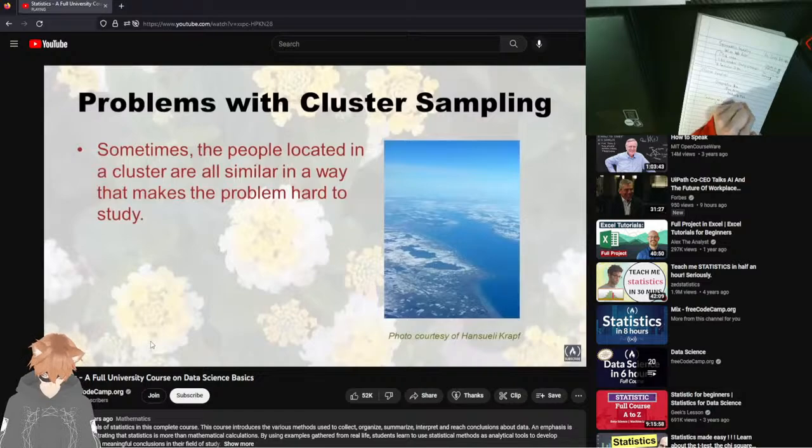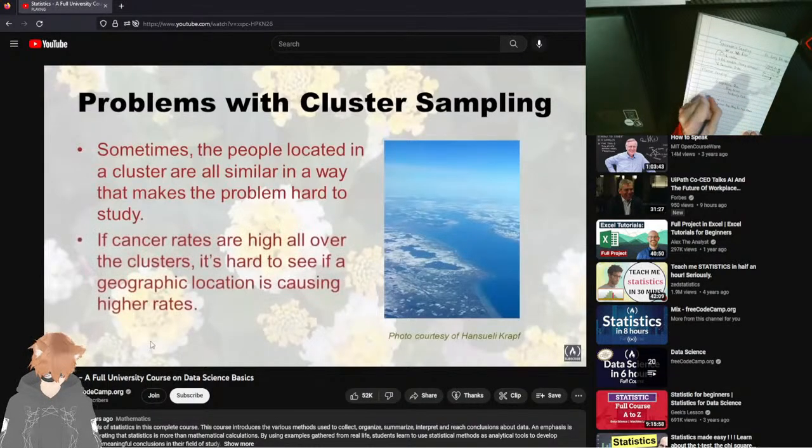It's hard to tell what the independent effect might be of that thing in that geographic location because of the other similarities of the people around. And so cancer ends up being a really difficult, tough nut to crack because where we see high rates, there are often a lot of different geographic issues going on there, and cluster sampling doesn't really help tease that out.